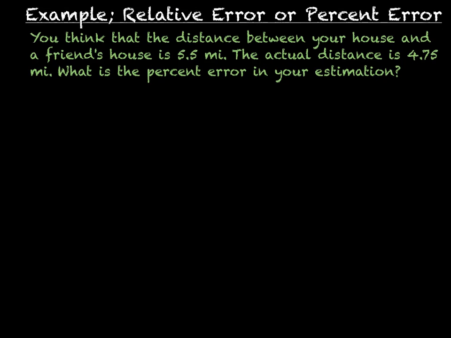And for this last example, we think that the distance between your house and a friend's house is 5.5 miles. However, the actual distance is 4.75 miles. What is the percent error in your estimation? Okay, so we have to set it up. So we're going to do our estimate, which was 5.5, minus the actual amount, which was 4.75. I take the absolute value of that number and divide it by the actual amount, which is 4.75.